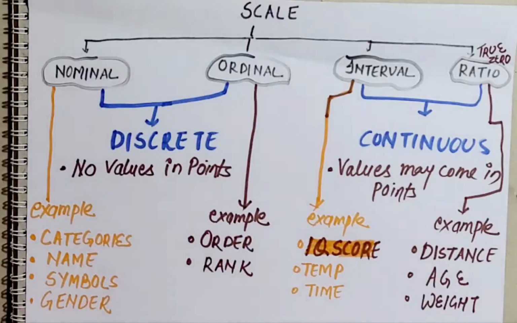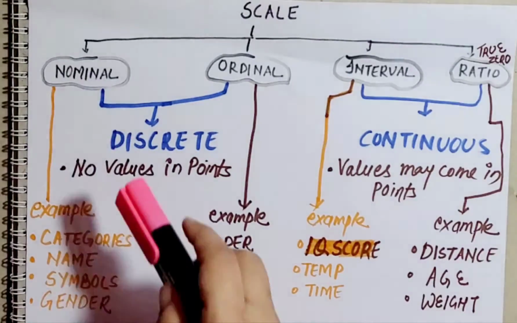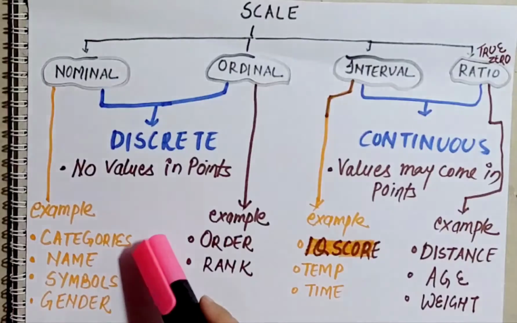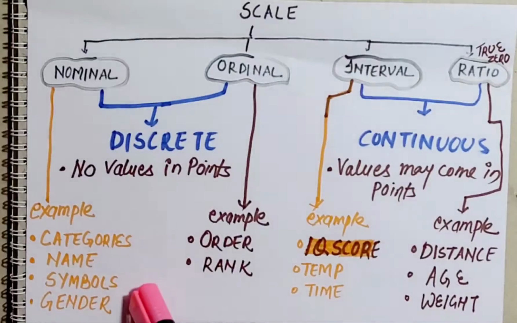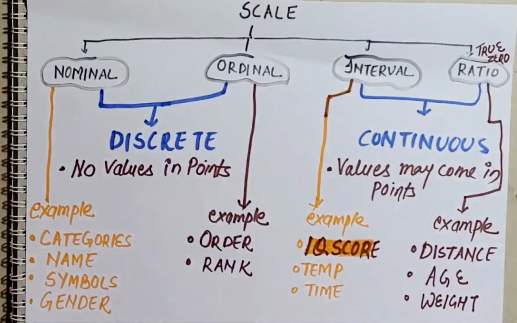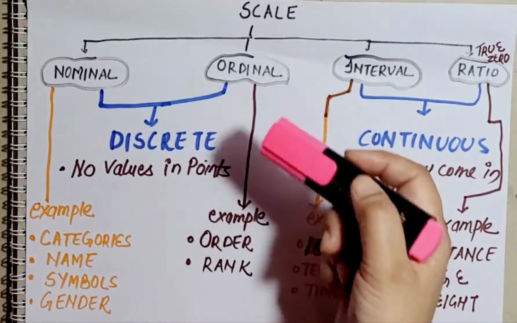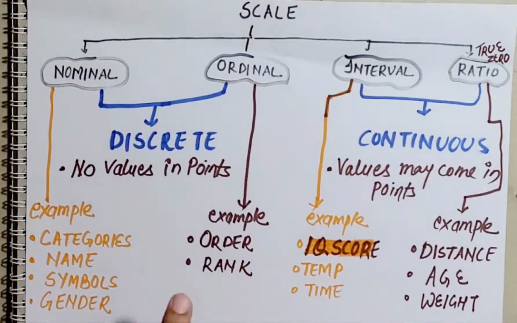Okay, so what are the examples of nominal scales? Examples of nominal scales are categories, names, symbols, gender. These come under nominal scale. Any name you take can never be in points. You can use any symbol, red, green, blue, any symbol, any house. That is again nominal scale. It may never come in points. When we talk about ordinal, the values are very simple. That is order, telling rank. These come under ordinal scale.